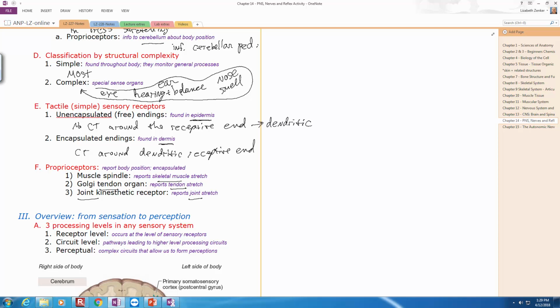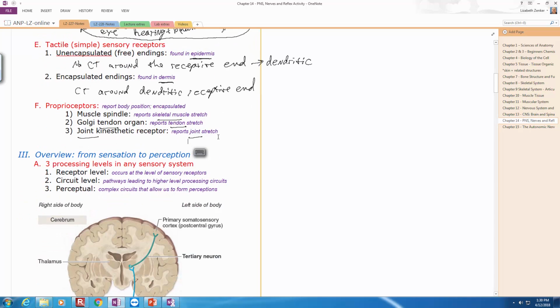So, overview from sensation to perception. Now this is trying to put it all together. This is a little bit of that diagram I tried to draw on the recorded lecture, and you guys were going, what is she doing? Oh my gosh. Please step away from the console.